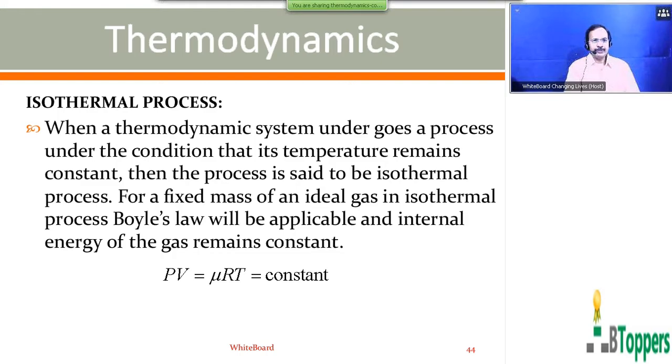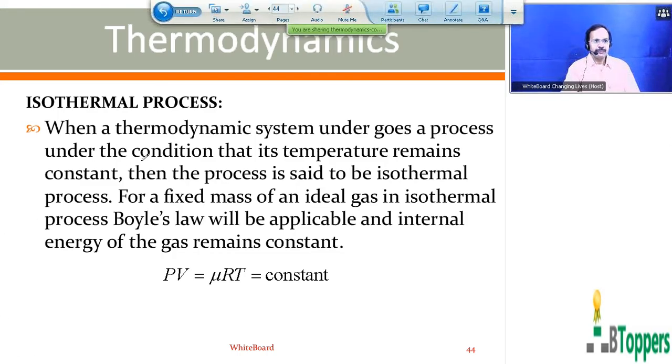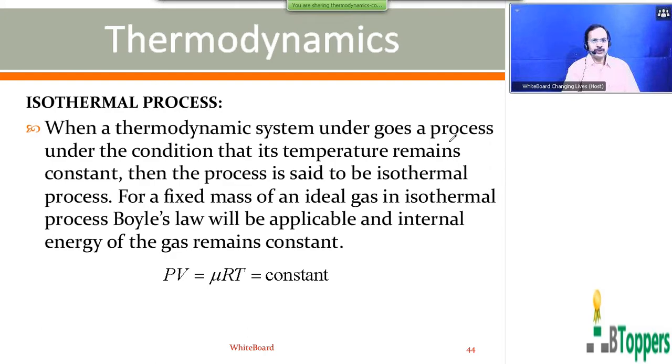If a thermodynamic system undergoes a process under the condition that its temperature remains constant, then the process is said to be an isothermal process. For a fixed mass of an ideal gas in an isothermal process, Boyle's law will be applicable and the temperature of the gas remains constant. That is, PV equal to nRT equal to constant. So those who are writing the notes, please take a pause and finish writing the notes up to here.